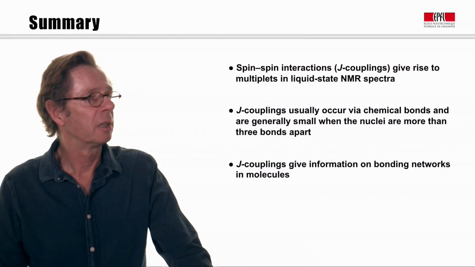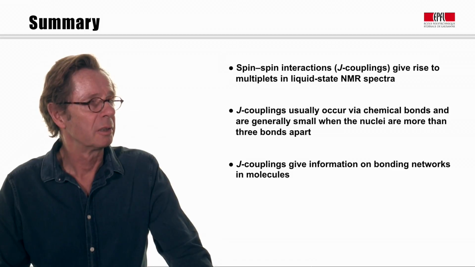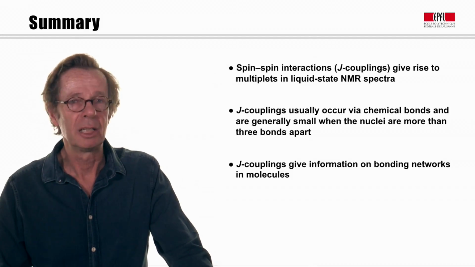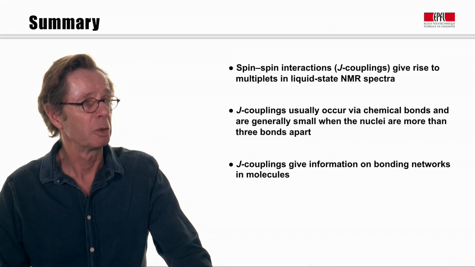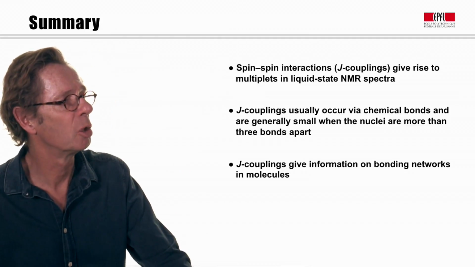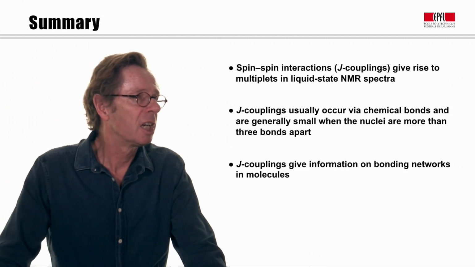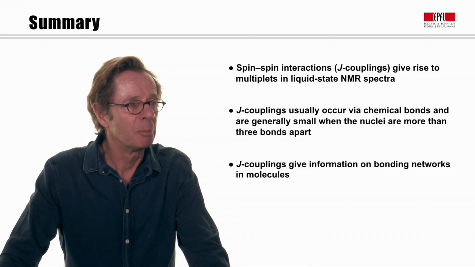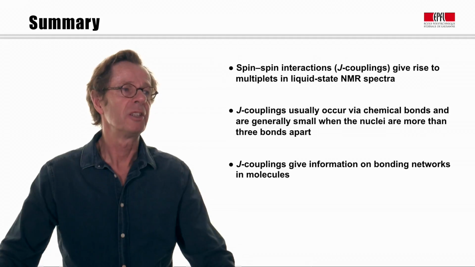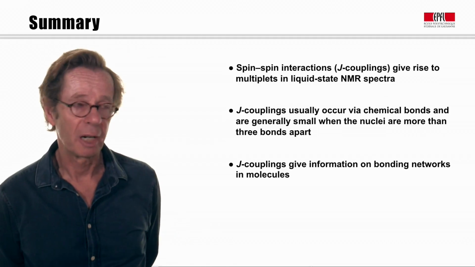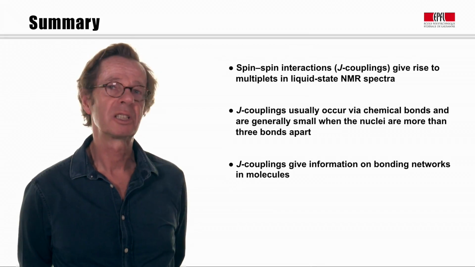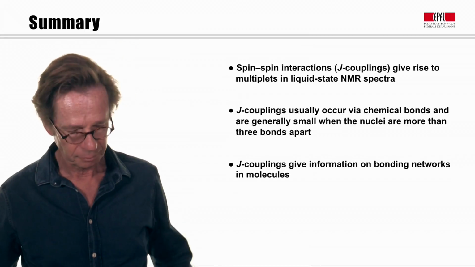So, in summary, spin-spin interactions, which can be either J-couplings in liquids or dipolar couplings in solids, give rise to multiplets. So in liquid state spectra it's only J-couplings, and in solid state spectra it's mostly dipolar couplings. J-couplings usually occur via chemical bonds because they are mediated by electrons and are generally small when the nuclei are more than 3 bonds apart. J-couplings give information on bonding networks in molecules.